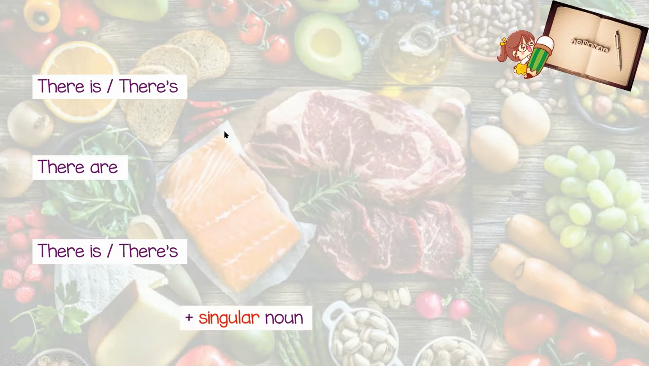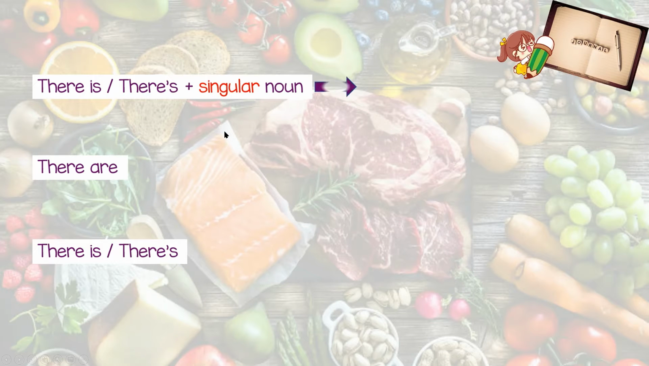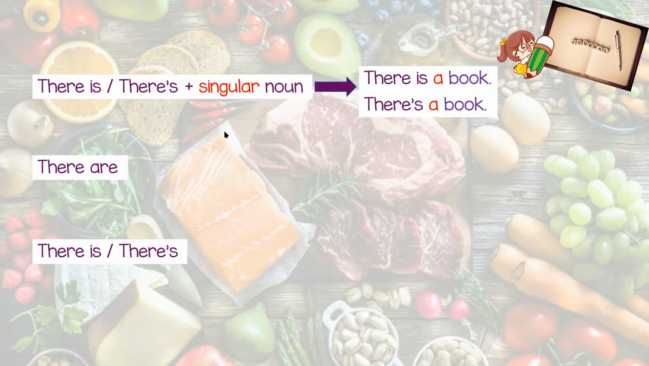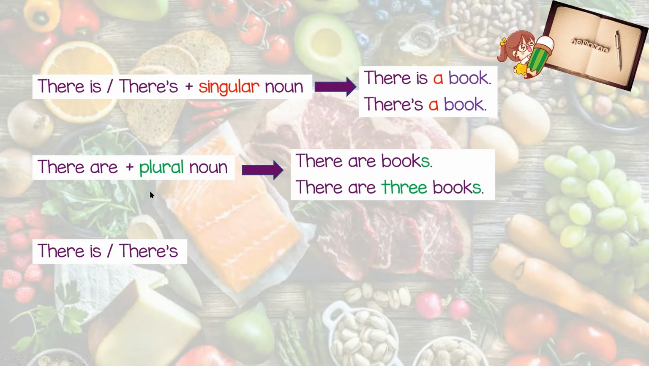There is used with singular noun. For example, there is a book. There's a book. Singular noun means only one. We use a to show that it is only one book. There are is used with plural noun. For example, there are books. There are 3 books. Plural means more than one. That is why we need to add s behind book to show that there are more than one book.